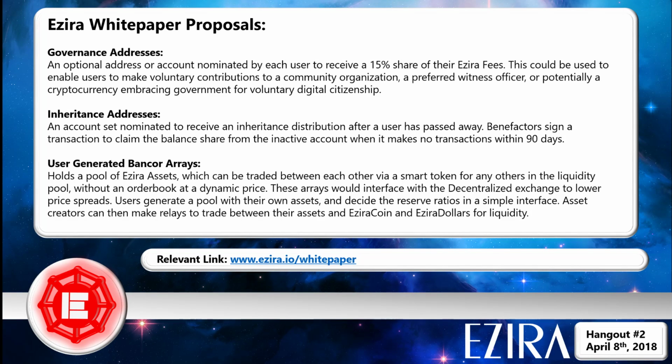I've had a few ideas of how I can update the Ezira whitepaper to include a few new features. And these are the top 3 that I want to share with the community today. So 3 ideas that I've had to add into the whitepaper are governance addresses. I've mentioned this a little while ago, and I want to see the community's reaction to this idea.